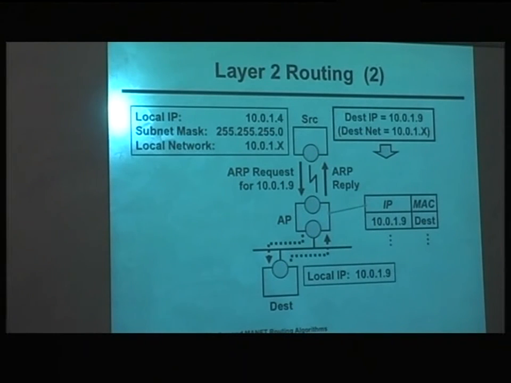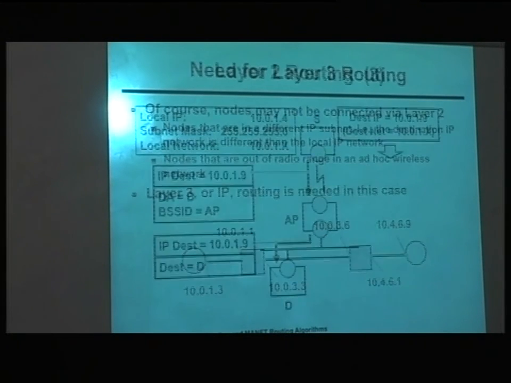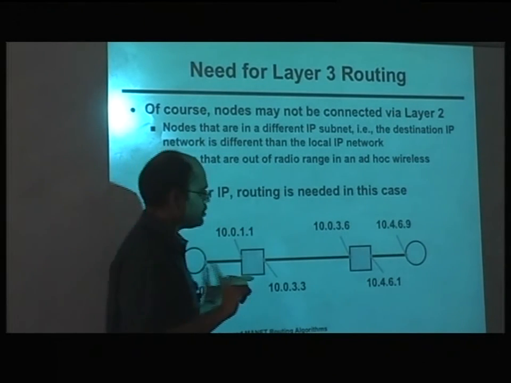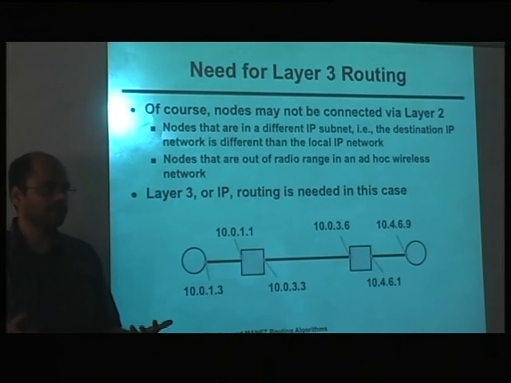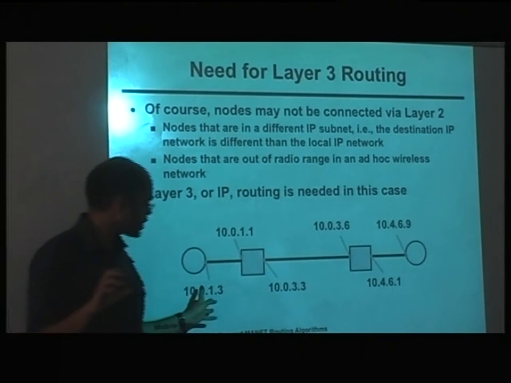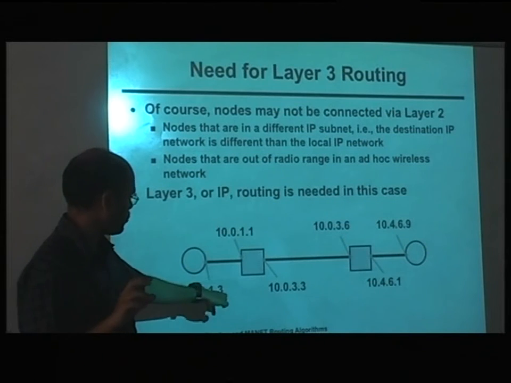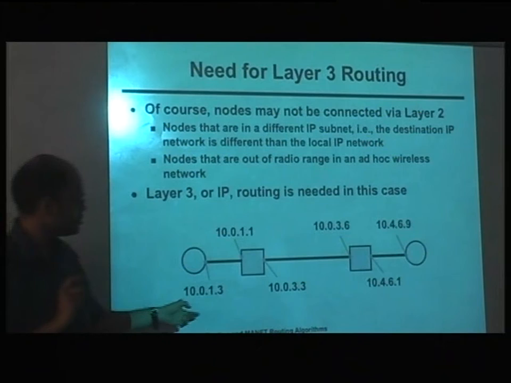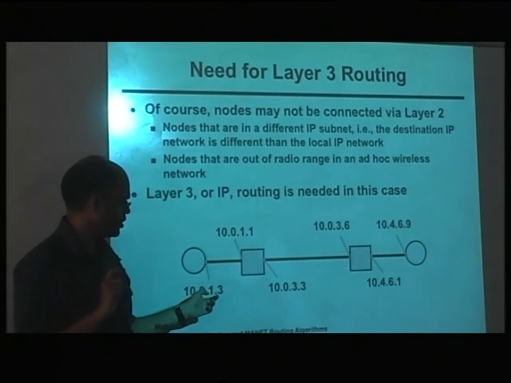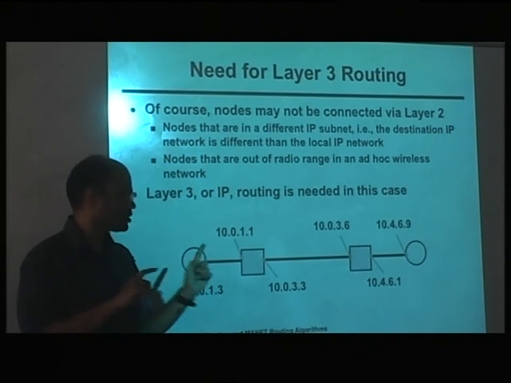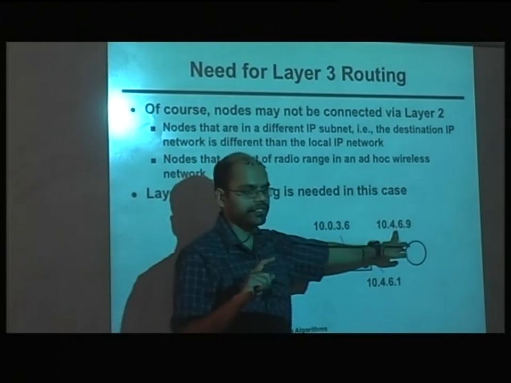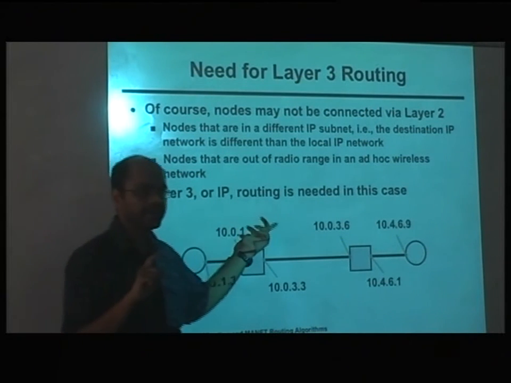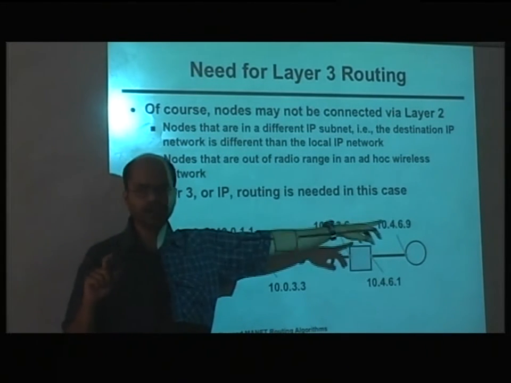This is totally happening in layer 2, and the time when we need actual layer 3 routing is when two nodes are not in the same subnetwork. So they are in different subnetworks. This is one example. See 10.0.1.3 and 10.4.6.9. These two are not in the same subnetwork. So that's why you cannot get a MAC address of this, because nobody knows here what is the MAC address of this, and even if it knows, it's pointless, right? Because the node is far off.